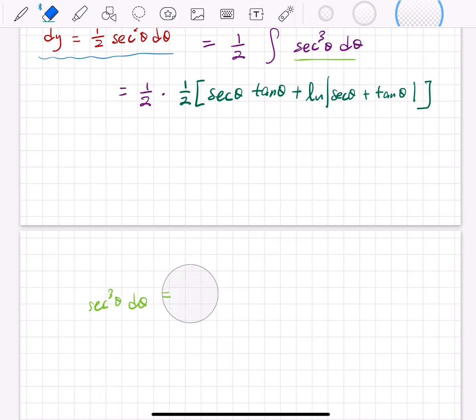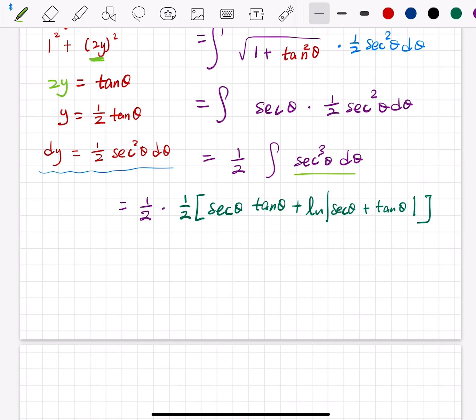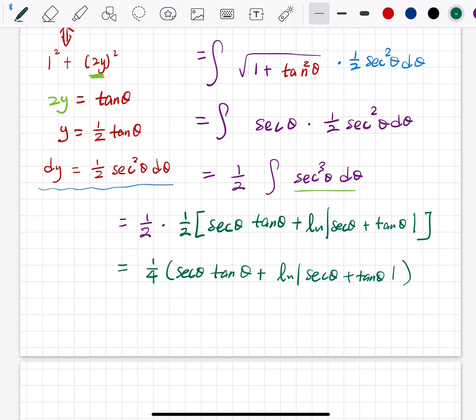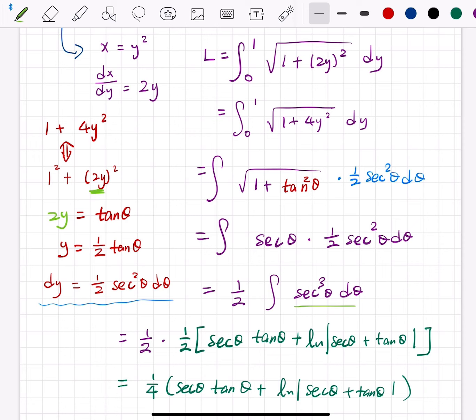So continuing for the arc length, now we're going to simplify. We got 1/4 secant theta tangent theta plus ln of secant theta plus tangent theta. And then we want to evaluate it. I do not want to change back to the y's because it's a little bit too complicated. So what I'm going to do is, I know at the beginning I have y equal to 0 and y equal to 1.